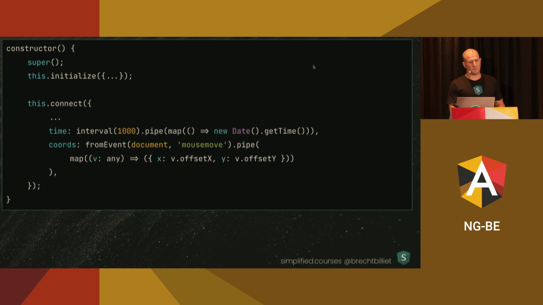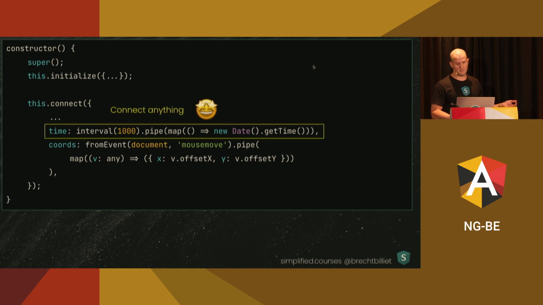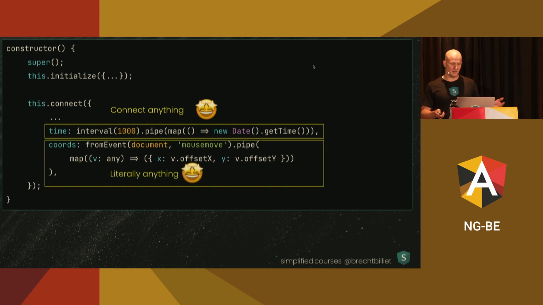The connect function is something that is very pragmatic to use. Let's say that you want to trigger change detection every second. You can just add a time property with an interval, which creates an observable with a new date timestamp every second, and you can just connect it. If you want to connect the X and Y coordinates from the user, you could just use fromEvent and put it in the connect as well. You still have access to all the different RxJS operators that you're used to using, but we're just handling our state in an opinionated way.